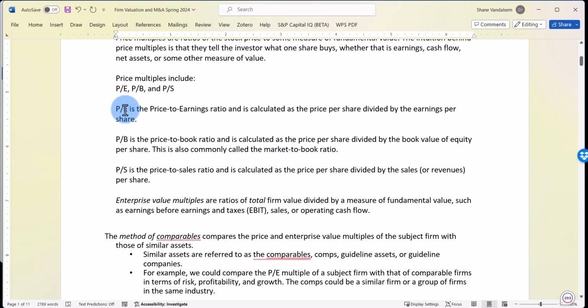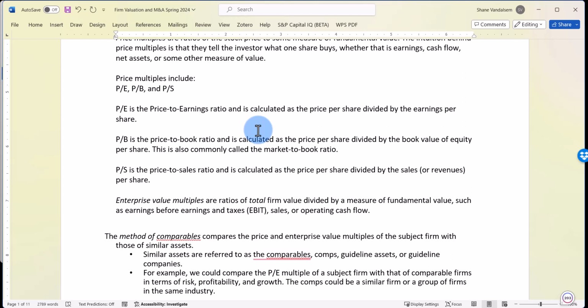The idea with all of these comparables is that we're finding some measure that we can use that's comparable across firms. Okay, so earnings per share is comparable across firms. The book value of equity, in many cases, is comparable across firms.